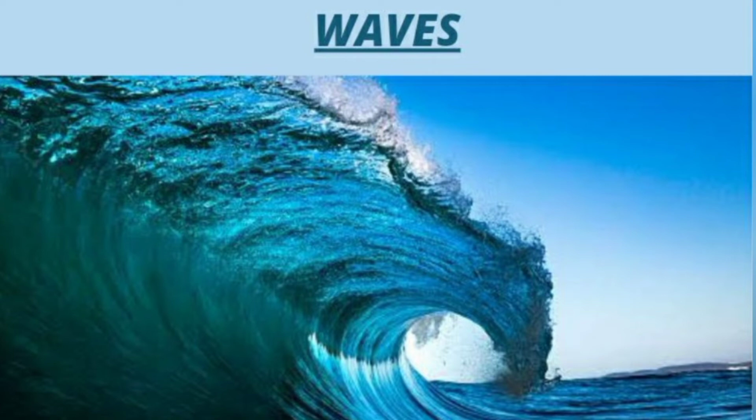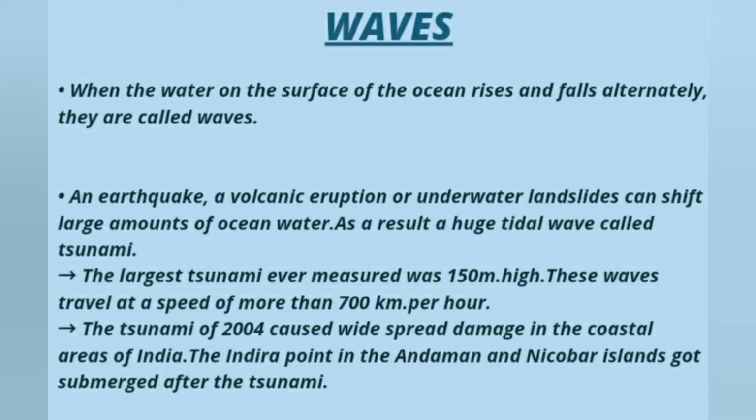When the water on the surface of the ocean rises and falls alternately, they are called waves. An earthquake, a volcanic eruption, or underwater landslides can shift a large amount of ocean water. As a result, a huge tidal wave called a tsunami occurs.